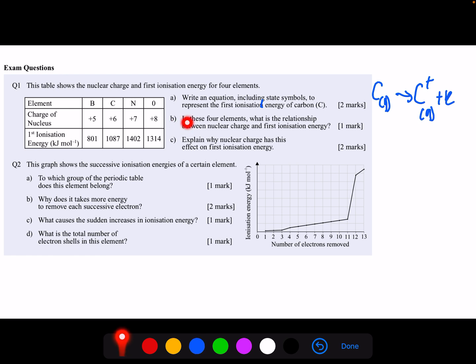Question B: in these 4 elements, what's the relationship between the nuclear charge and the first ionization energy? We already explained that, it was factor number 1. As the nuclear charge increases, the ionization energy will increase. That's it, 1 mark, thank you.